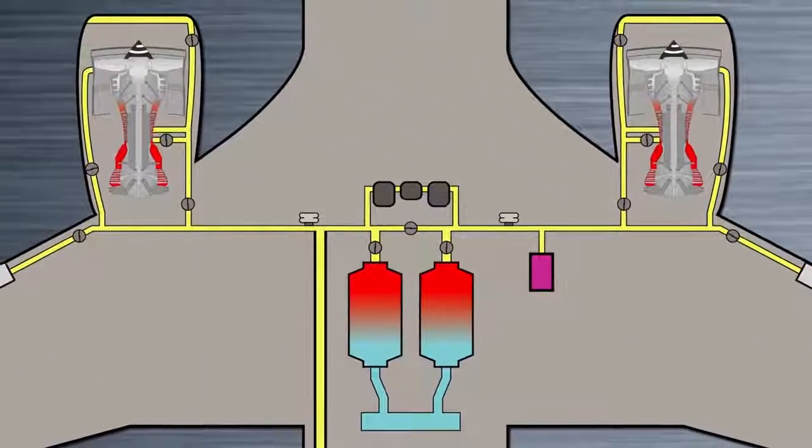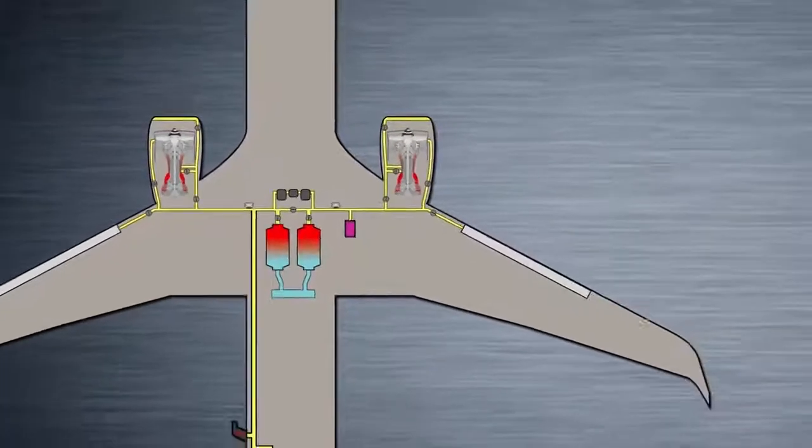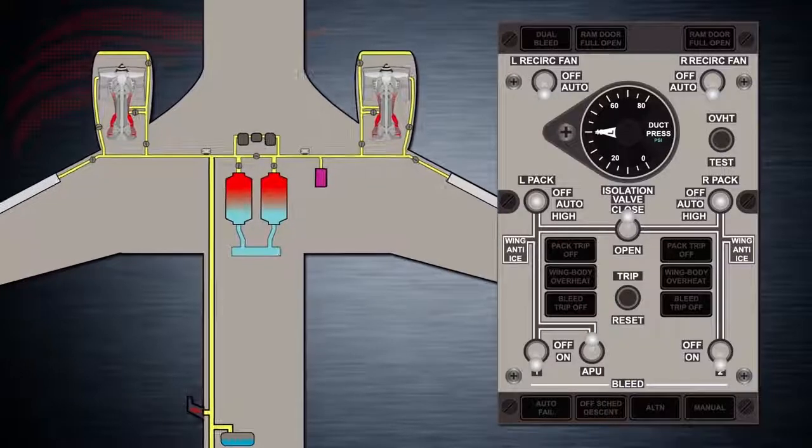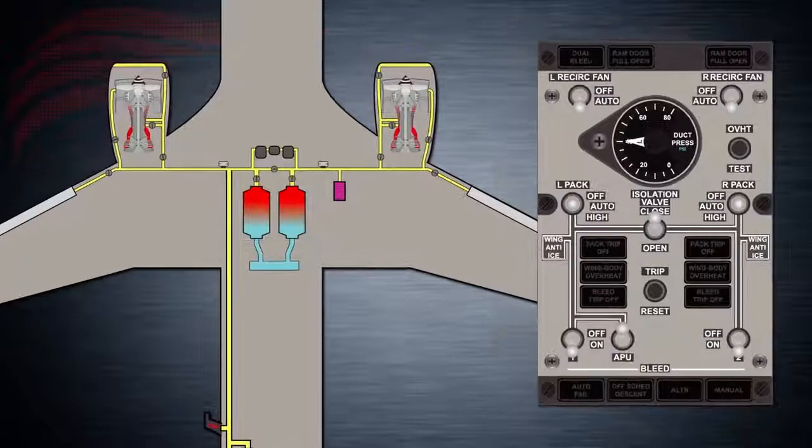In order to provide system redundancy against any possible pneumatic duct pressure failure, a bleed air isolation valve divides the pneumatic manifold into a left and a right side. An isolation valve switch in the forward overhead panel controls the manifold isolation valve and has three positions. Open. Right and left sides of the bleed air manifold are connected. Auto. The valve is opened and closed according to specific aircraft operations. Close. Right and left sides of the bleed air manifold are isolated from each other.